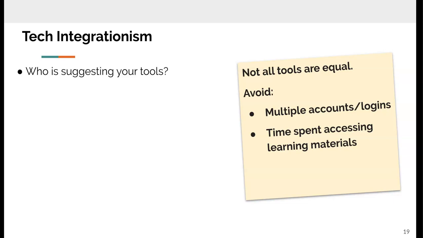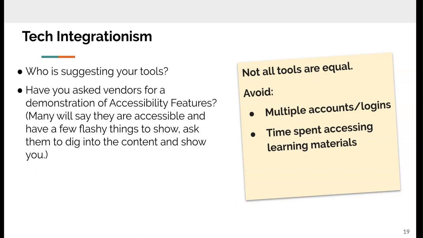So when you're looking to incorporate a new tool, who is the one suggesting the tools? If it's a vendor, have you asked for a demonstration of accessibility features? One of the interesting things that I've seen is that if you ask a vendor during a sales pitch if their materials are accessible, they all say, of course they are, that's the law, that's how we do things. But asking for a demonstration of accessibility features yields somewhat of a different response.